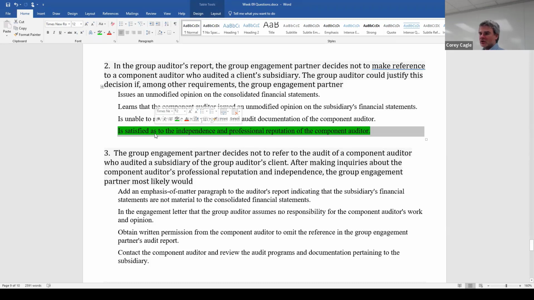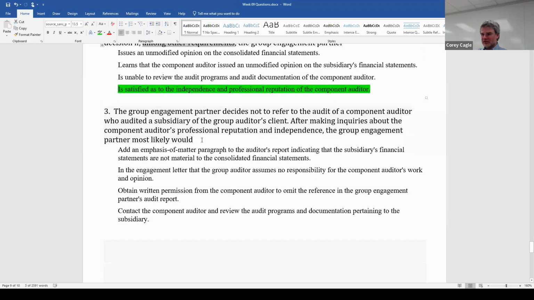But yeah, this is how we can justify not making reference to the component auditor. We're satisfied of their independence. We're satisfied about their competence. And we've done some other things because this says among other requirements. We can't just do that, right? So that's it for 2.